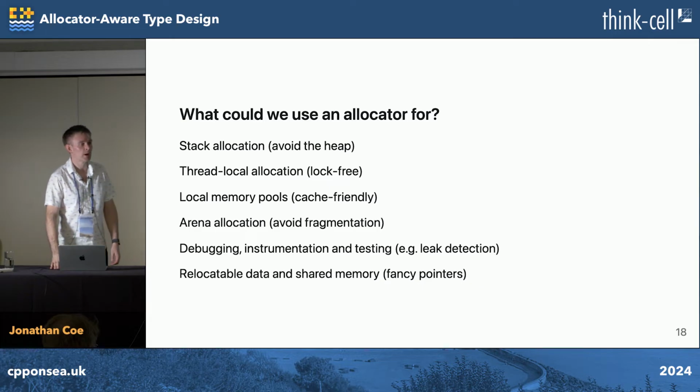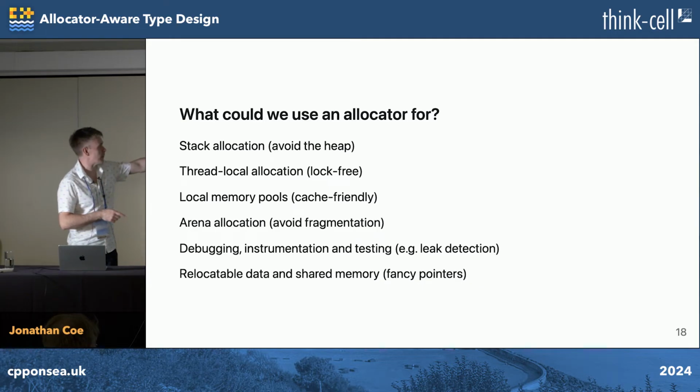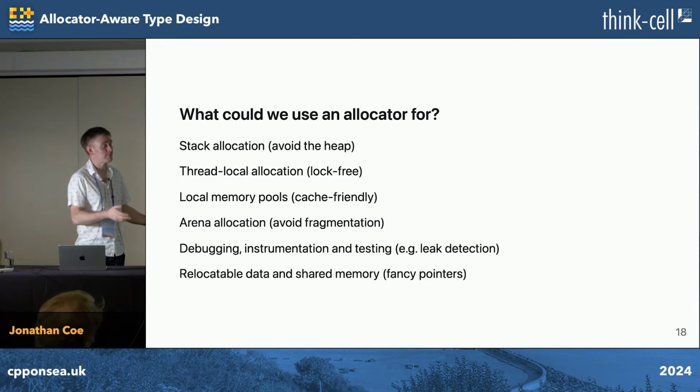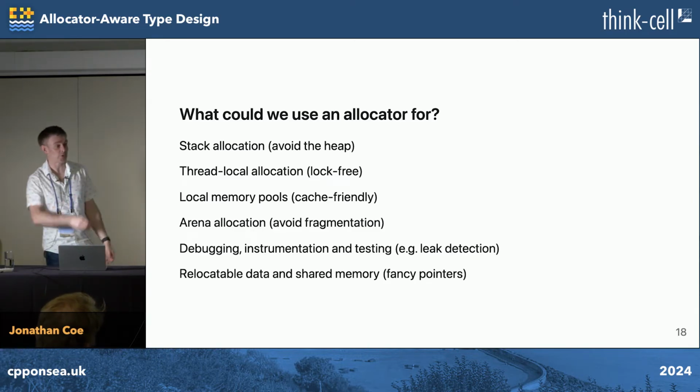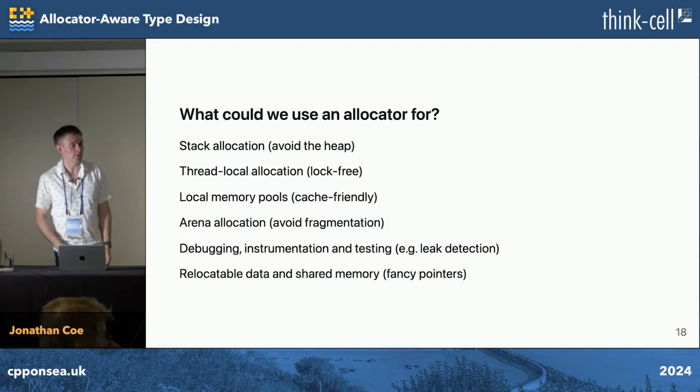Speed. No, sorry, that was completely implicit, but yes, speed. So the top one, speed, thread allocation, speed, local memory pools, speed, arena allocation, speed, debugging, instrumentation and testing, speed of development, and relocatable data and shared memory, probably speed as well. It's probably all speed. That's essentially what we're all here for. But it's a great question. Yeah, I should have mentioned speed. That's why you do anything, right?